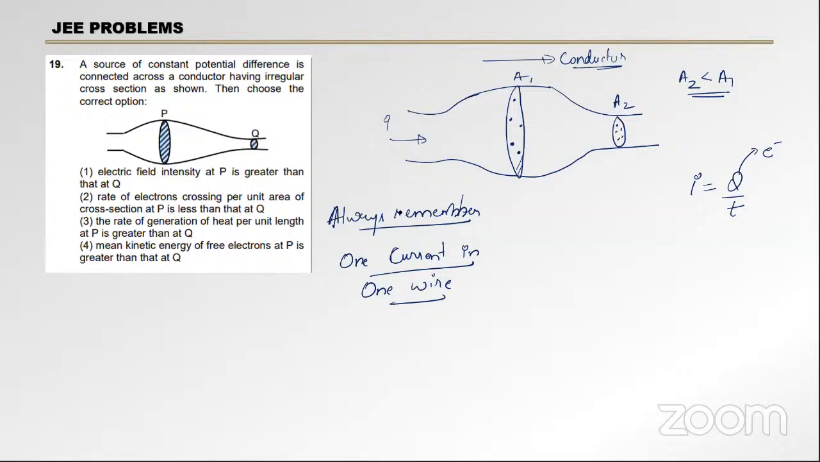I think you got this idea. Did you understand what I am trying to tell? 5 electrons from A1 and 5 electrons from A2. The same number of electrons will be flowing within the given time.